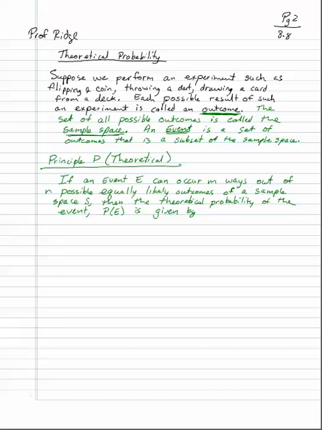So principle P, theoretical. If an event E can occur m ways out of n possible equally likely outcomes of a sample space S, then the theoretical probability of the event, P of E, is given by basically the same formula as the observed. So m is the number of ways that you can get the event divided by the total number of outcomes.